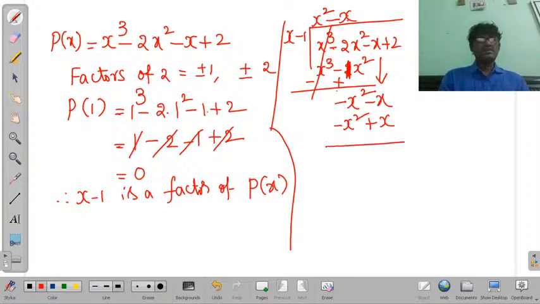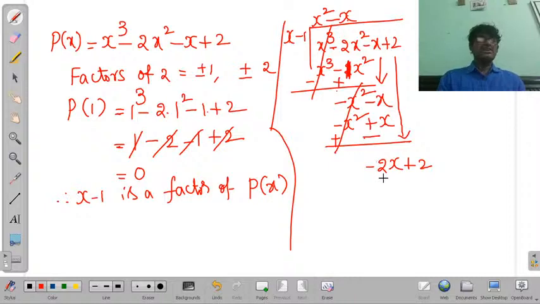Okay, right. So you subtract. Here, if you subtract, this is a plus symbol, so you have to write a minus symbol here. These two will be cancelled. Minus x gives us minus 2x. Then bring down the next term, that is plus 2.